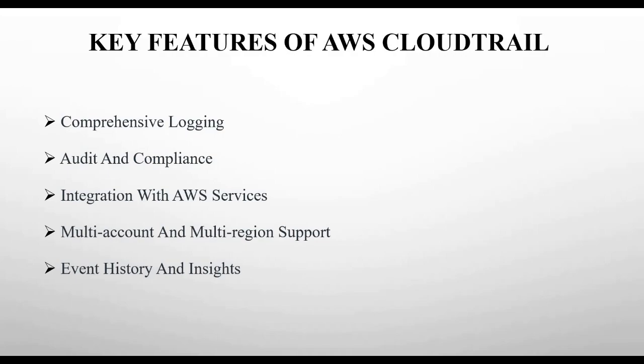Integration with AWS services: it integrates seamlessly with other AWS services like AWS Lambda, S3, CloudWatch Logs and CloudWatch Events for advanced monitoring and automated response to events. The next is multi-account and multi-region support. It supports logging and centralized management across multiple AWS accounts and regions, providing a unified view of activity across AWS environments. Next is event history and insights. It provides event history, timelines and insights into API activities and trends, enabling operational troubleshooting, security analysis and operational intelligence. So these are all the features of CloudTrail.